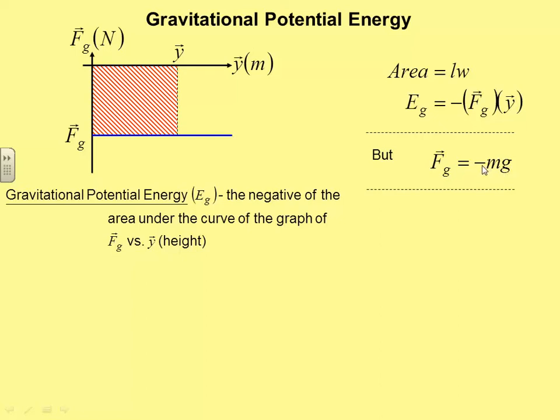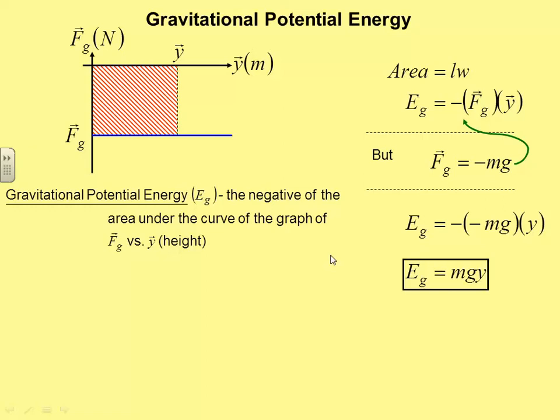Now, why did I make this negative? Because it's a vector, and the force of gravity always acts downward. So if we're going to substitute for a vector here, we need to make it a vector here. So I'm going to substitute that right in, and we get Eg equals negative of negative mg times y. The negatives cancel, and there's our math model: gravitational potential energy is equal to the mass times the gravitational field strength times the height.